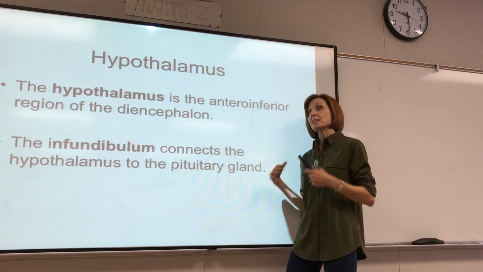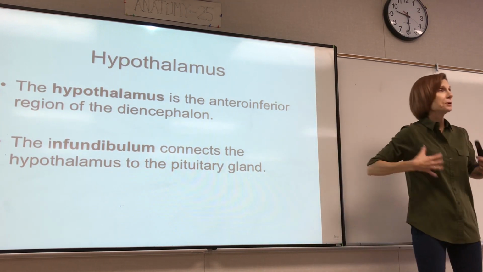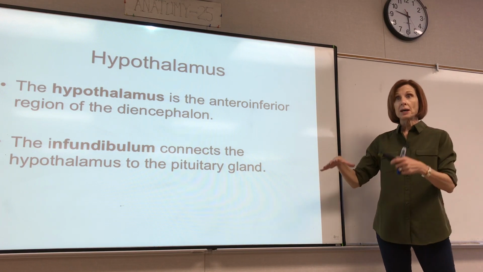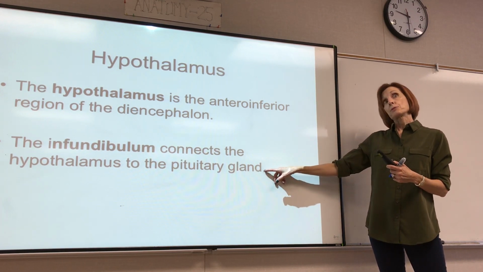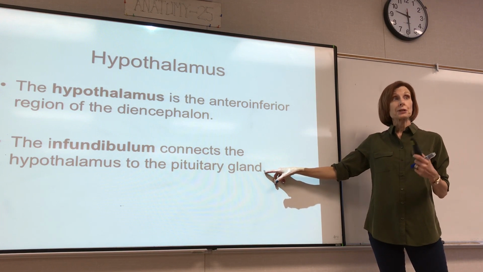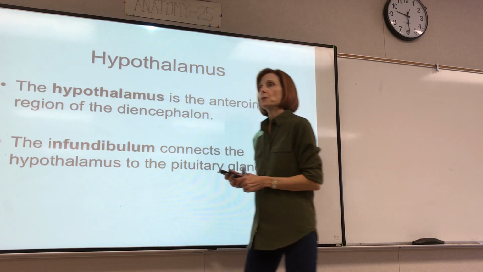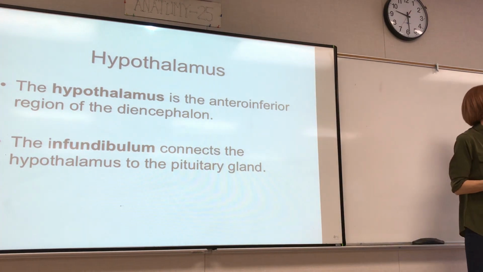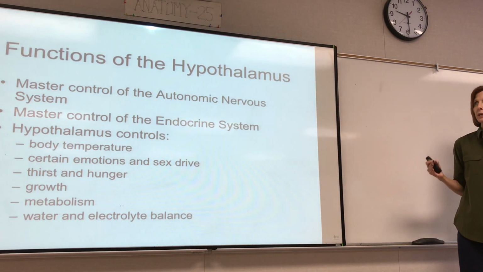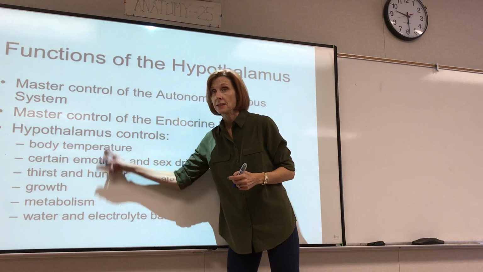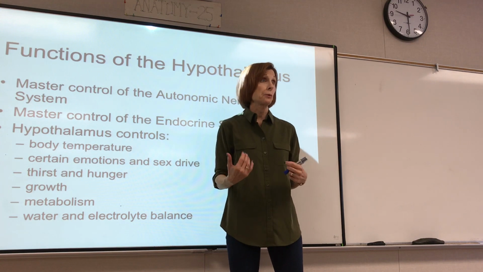And these hormones in turn go out into the body and control other endocrine glands in the body. So the pituitary gland secretes like 9 different hormones, and it is controlled by the hypothalamus. So because of that, the hypothalamus controls so many autonomic functions, and this is just a partial list, okay? But you can see how important the hypothalamus is.